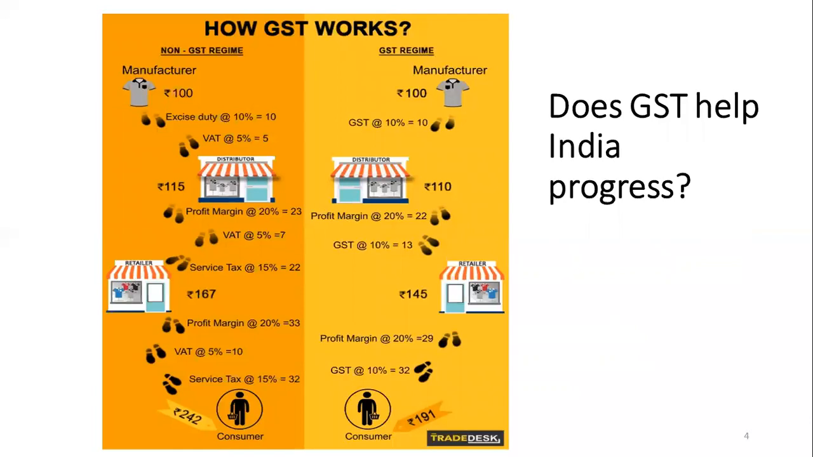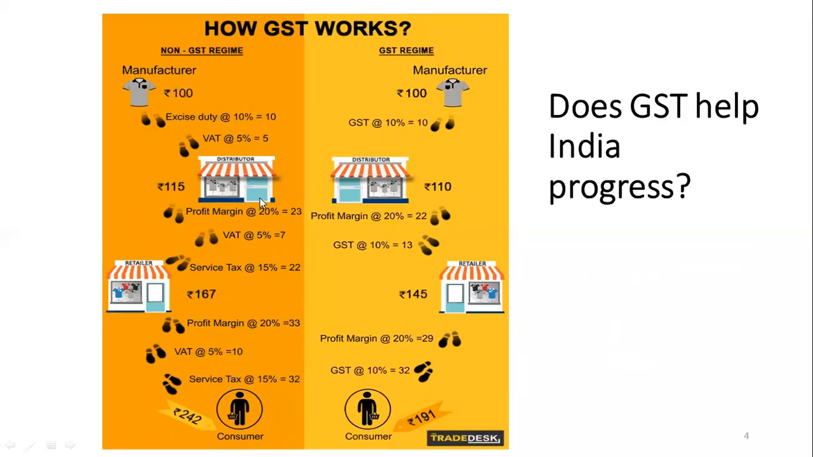Now when the distributor sells the same product to the retailer, suppose there is a profit margin of 20% on 115. So one fifth of 115 will be rupees 23. Once again there will be VAT of 7 rupees, at 5%. So 115 plus 23 plus 7, he is selling the product to the retailer at 167. Also, it includes the service tax.